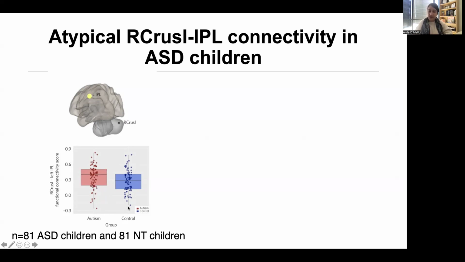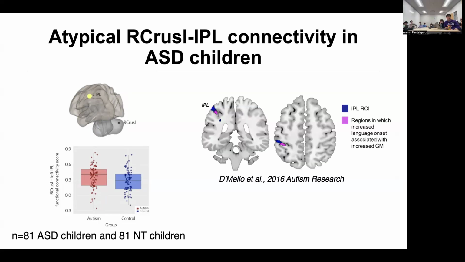And they too find, now this is functional connectivity, whereas what was happening in the mice was structural connectivity, but they also find this kind of atypical relation, so that they find increased functional connectivity in this circuit. So kind of mirroring what you see in the mouse.